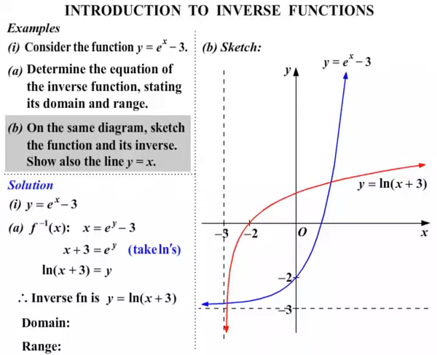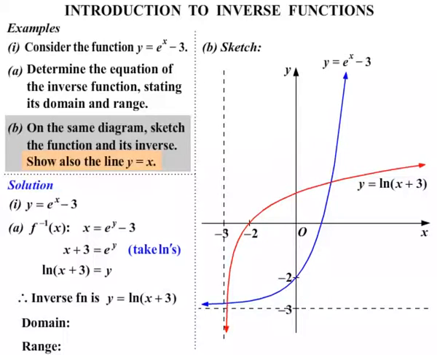Now a couple of features of the graph. Our original function had as an asymptote y equals minus 3. The inverse, if we swap it around, has the asymptote x equals minus 3. Our original function had a y-intercept of minus 2. Our inverse function has an x-intercept at minus 2. So basically you can see the x's and y's are swapping around.